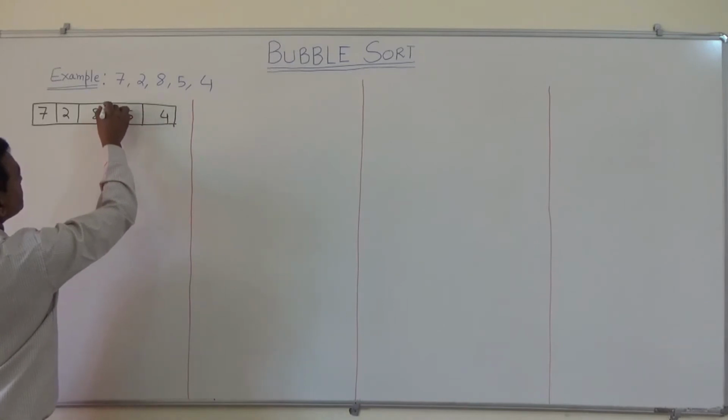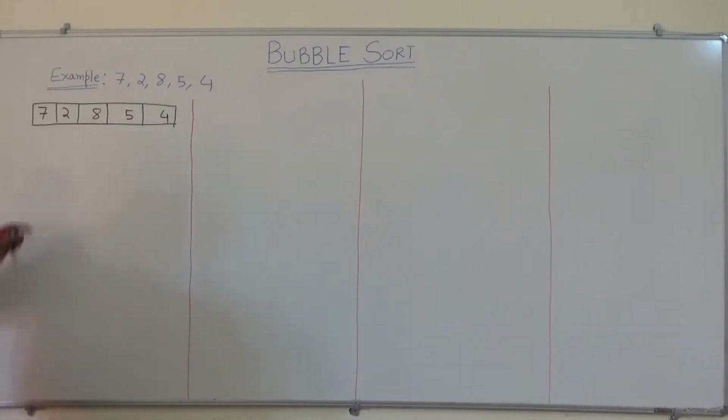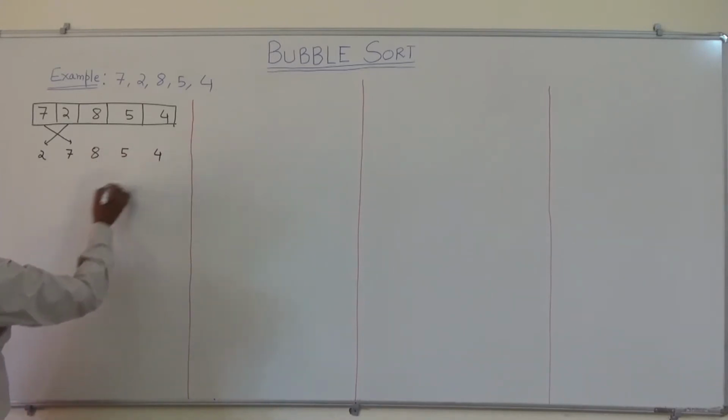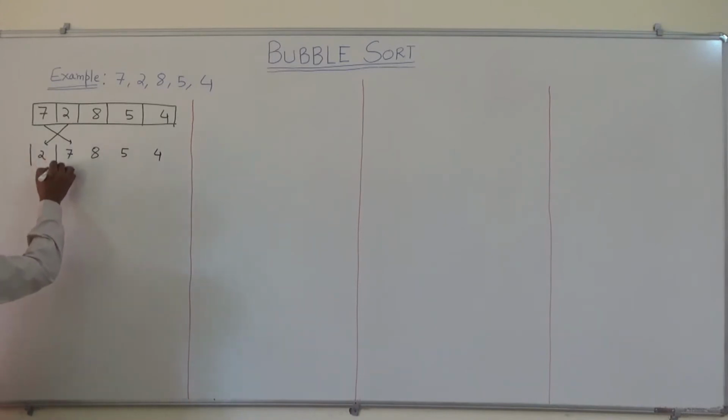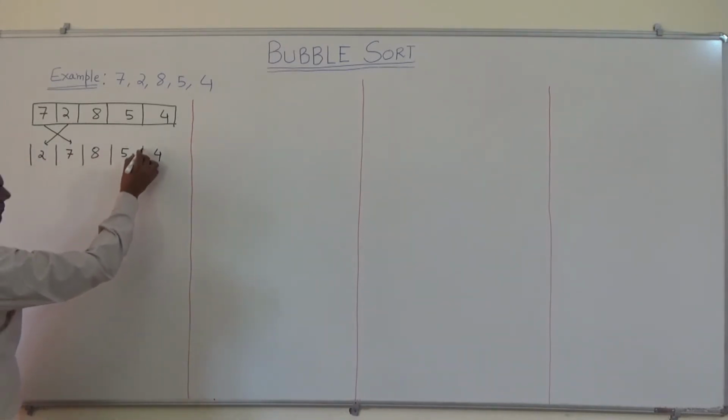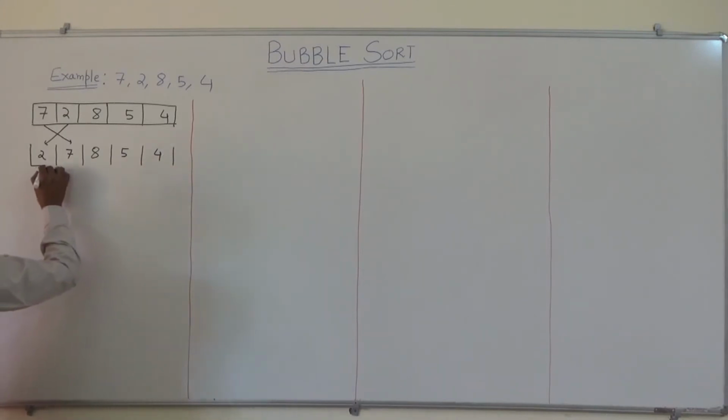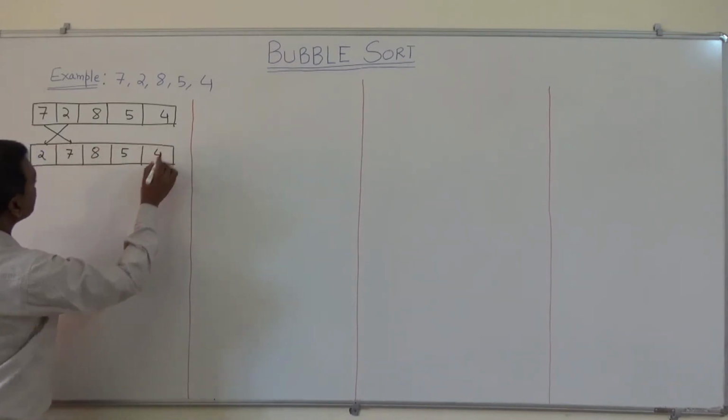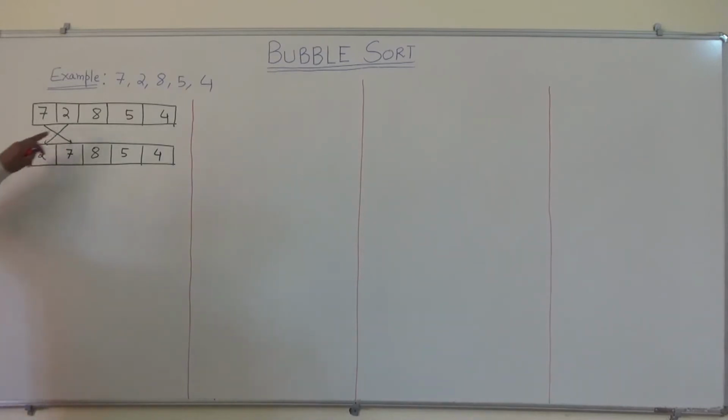So these are the 5 elements. Now we will compare 7 with 2. 7 is greater than 2, that's why they are swapped. So 7 and 2 are swapped in this way. This will be 2 and this will be 7. This is 8, 5 and 4. So 7 and 2 are swapped.